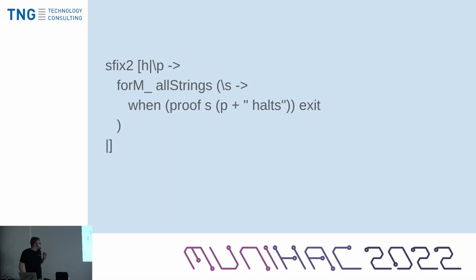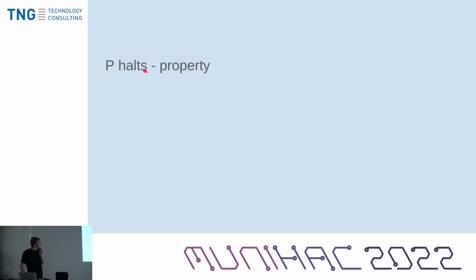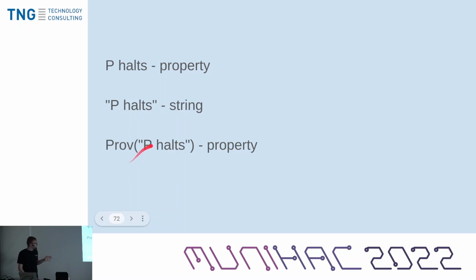Well, what we want to know is whether this program halts. This is a property. But notice that the input to the proof function is not a property, it is a string. And you might see some resemblance to what has been done earlier in this talk. So we have a property and we have a string. However, what we are really interested in is whether the proof checker will say that this program halts.